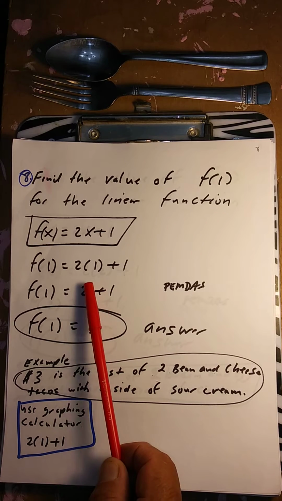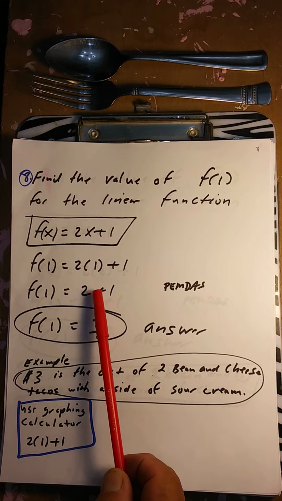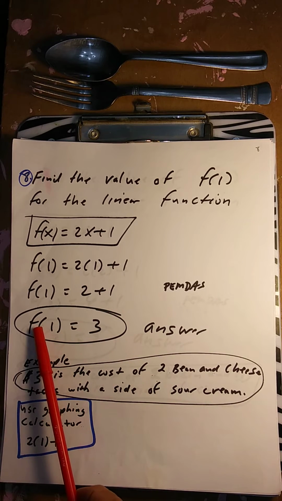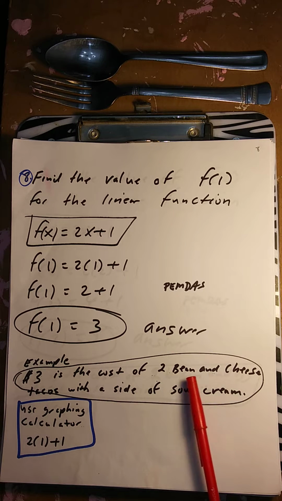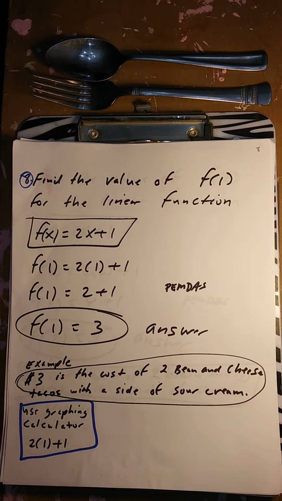Again, you have to multiply first. 2 times 1 is 2. 2 plus 1 is 3. So f of 1 for the function is what? 3. $3 is the cost of 2 bean and cheese tacos with a side of sour cream.